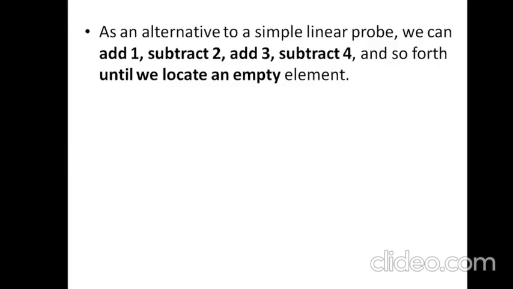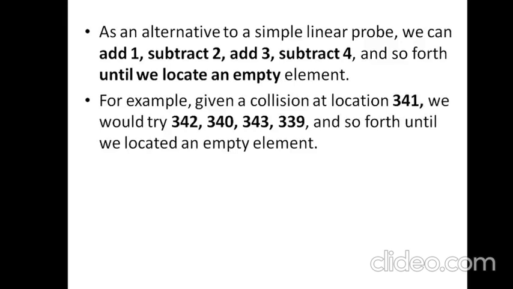As an alternative, instead of just adding 1 each time, you add 1, subtract 2, add 3 and subtract 4. They give this kind of multiple operations so that you break the primary clustering. When you keep adding 1, it results in primary clustering, and to overcome that, you follow a different formula: add 1, subtract 2, add 3, subtract 4, like in this example.